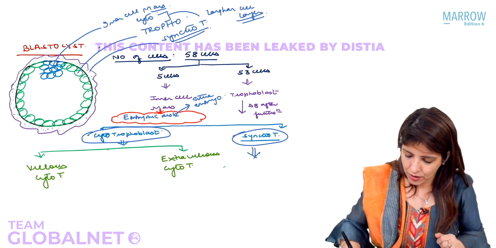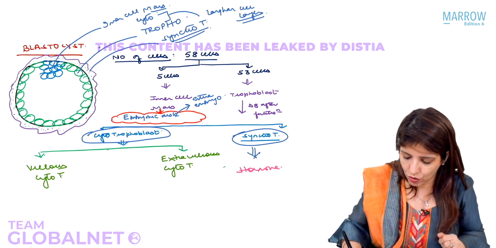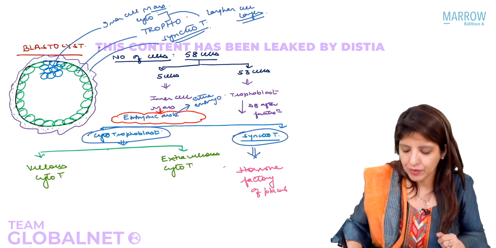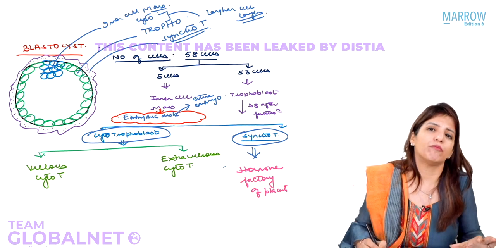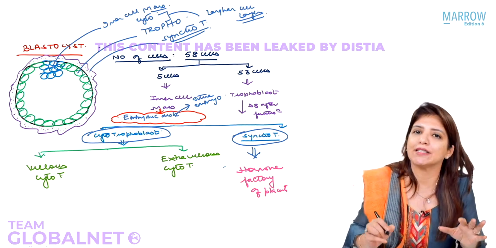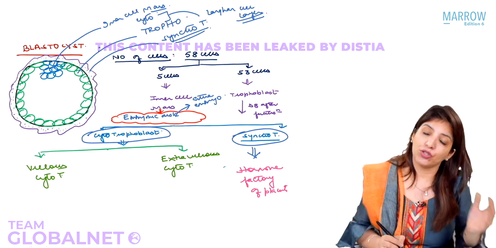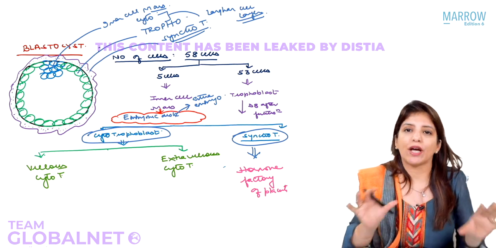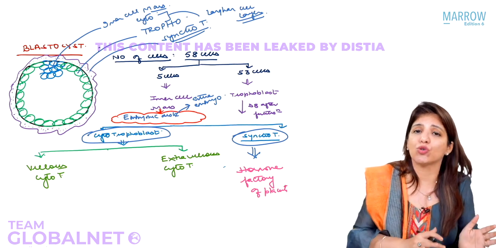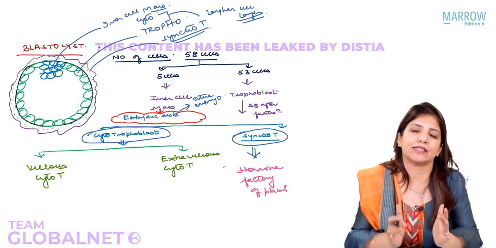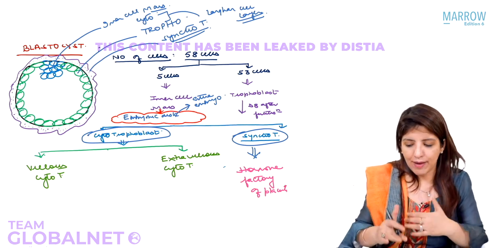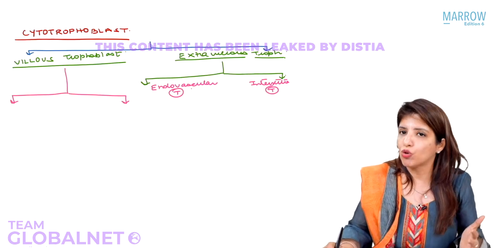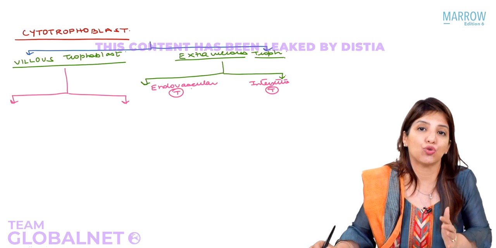Syncytiotrophoblast is the hormone factory of the placenta. All the hormones which are formed by the placenta are actually formed by syncytiotrophoblast. And what is the role of cytotrophoblast? This cytotrophoblast divides into two types, right? A villus cytotrophoblast and an extravillus cytotrophoblast. I am continuing this on the next page: cytotrophoblast gets divided into villus trophoblast and extravillus trophoblast.